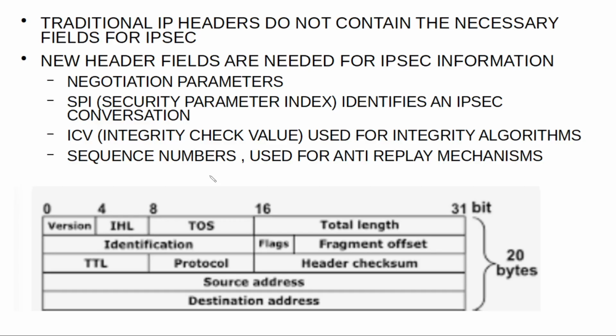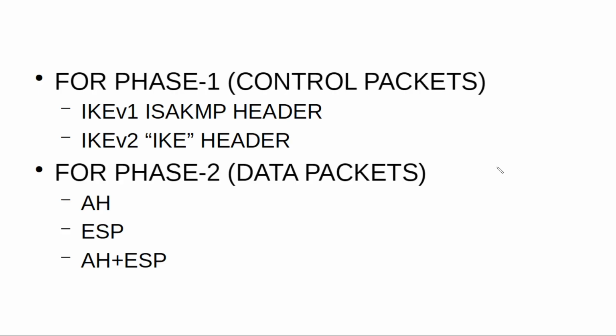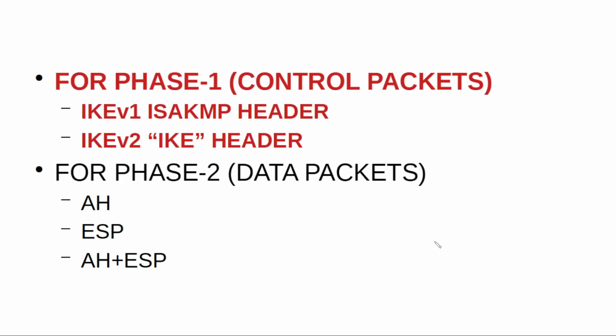Now, traditional IP headers do not contain the necessary fields in order to let entities exchange IPSEC information. So we need new header fields and new headers for IPSEC in order, for instance, to exchange negotiation parameters, SPIs, numbers that identify IPSEC conversations, integrity check values used for integrity, or sequence numbers used for anti-replay mechanisms, and many others. So we are going to use new headers for phase 1 and for phase 2 in order to be able to exchange this information.